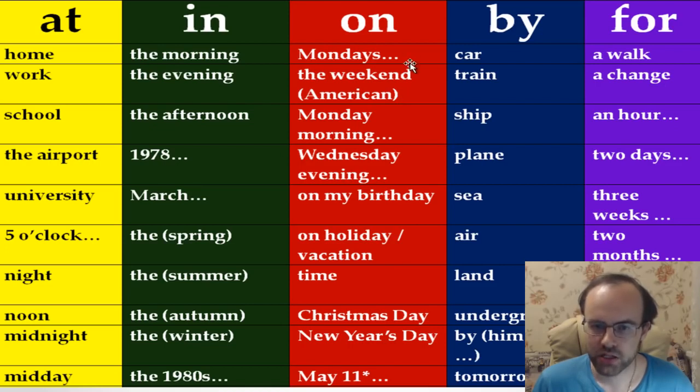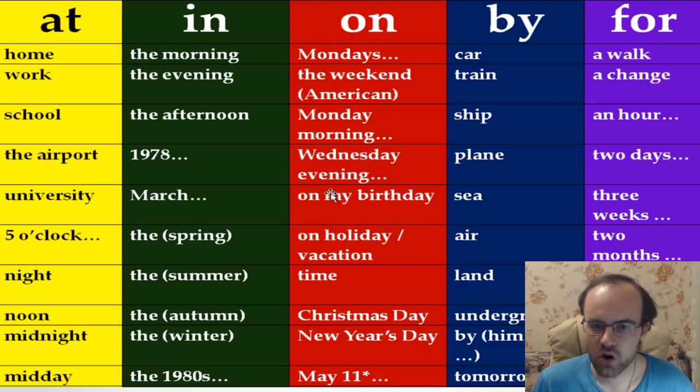All right. So we also use on with, for example, on Monday morning, on Tuesday morning, on Wednesday morning, and so on. And that's also true about evening. So on Wednesday evening, on Thursday evening, on Friday evening, on Saturday evening. So you need to have this combination. So day of the week and morning or evening.